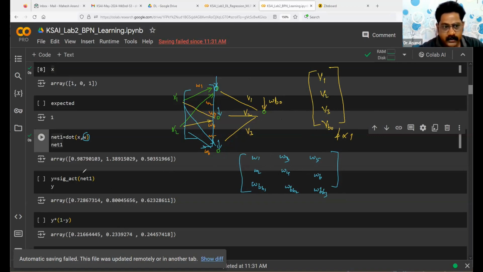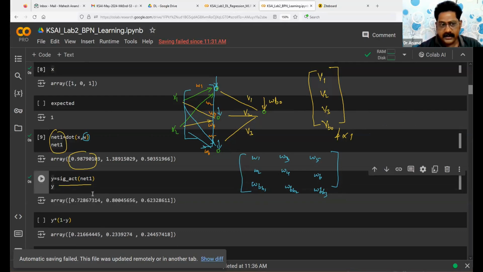What is the first step we do? We calculate the net at the hidden layer. So we have got the net value, 0.98 here. Actually, it's not the output, it is a net value. I have to apply the activation function to get the output. Now I apply the sigmoidal activation function. Okay, let me apply the sigmoidal activation function.